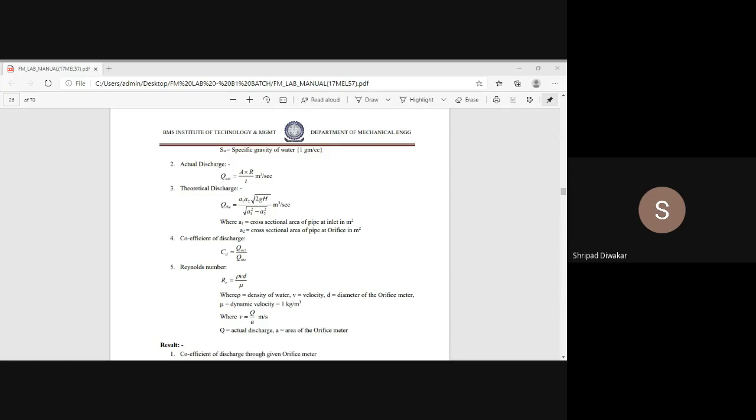Measuring tank does not come into the picture here. Remember. Sir, so pi by 4 into d square. D value, diameter of the orifice, how much? 12.5. Even for Reynolds number you have to do the calculation. 12.5 mm, you have to convert in meter. Okay, sir.